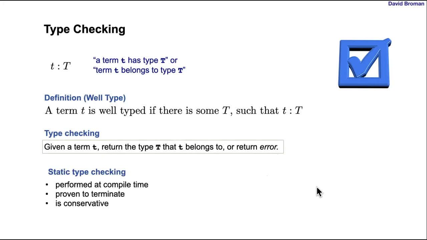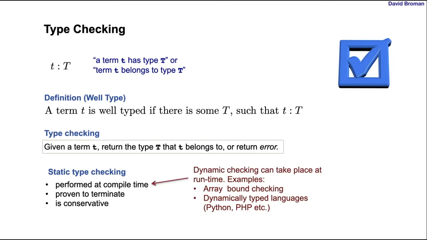We can do static type checking. So that is performed at compile time. It's typically proven to terminate. So you want the type checker to not take forever. And it's conservative. But all languages are not statically typed. And everything cannot always be statically typed in a real language.